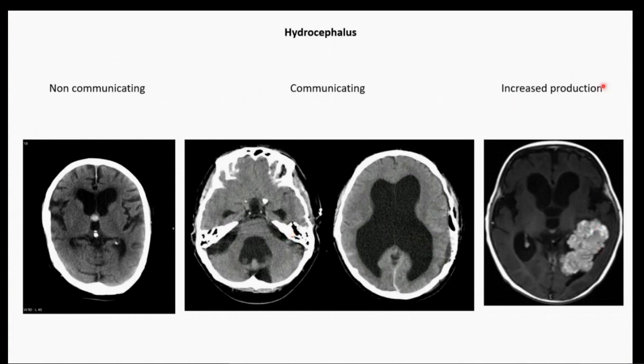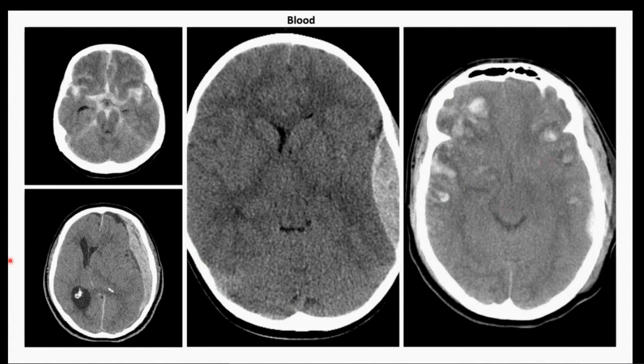Very rare is increased production of CSF, which we have in choroid plexus papillomas. This is the papilloma, a tumor, or carcinoma, and these can produce more than the usual CSF, and thus this may result in hydrocephalus. Blood, as we said, can be subarachnoid blood in the subarachnoid spaces.